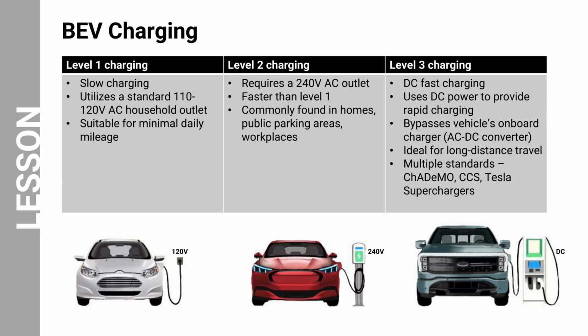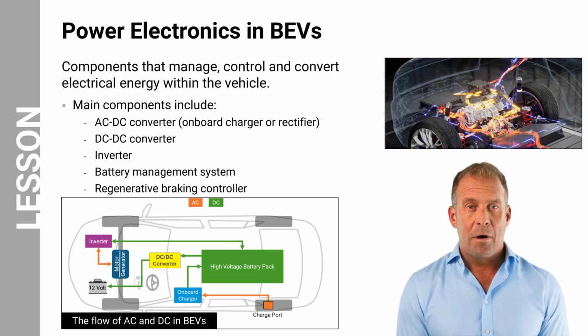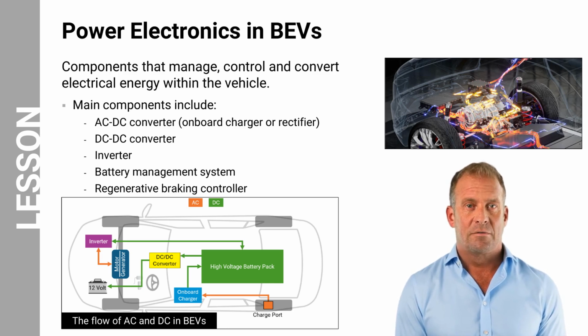Overall, Level 3 charging provides a practical solution for BEV drivers needing fast and efficient charging options, especially when covering long distances. Power electronics in battery electric vehicles consist of various components that manage, convert, and control electrical energy within the vehicle. These components include the AC-DC converter, also known as the onboard charger or rectifier, DC-DC converter, inverter, battery management system, and regenerative braking controller.